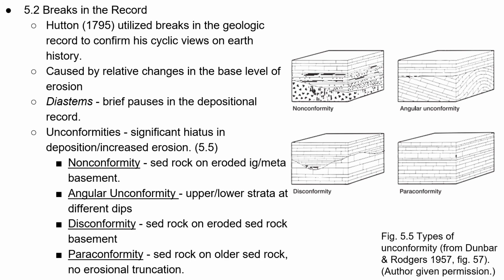We have the angular unconformity, where the upper and lower strata are at different dip angles. So you had deposition horizontally, you had uplift, erosion, and further deposition. The disconformity, where we have sedimentary rock, it's eroded, and we deposit more sediment on top. And then the paraconformity, which is similar to a disconformity, except there is no erosional truncation. A paraconformity is very, very difficult to identify, and of course, it's the most common type of unconformity.